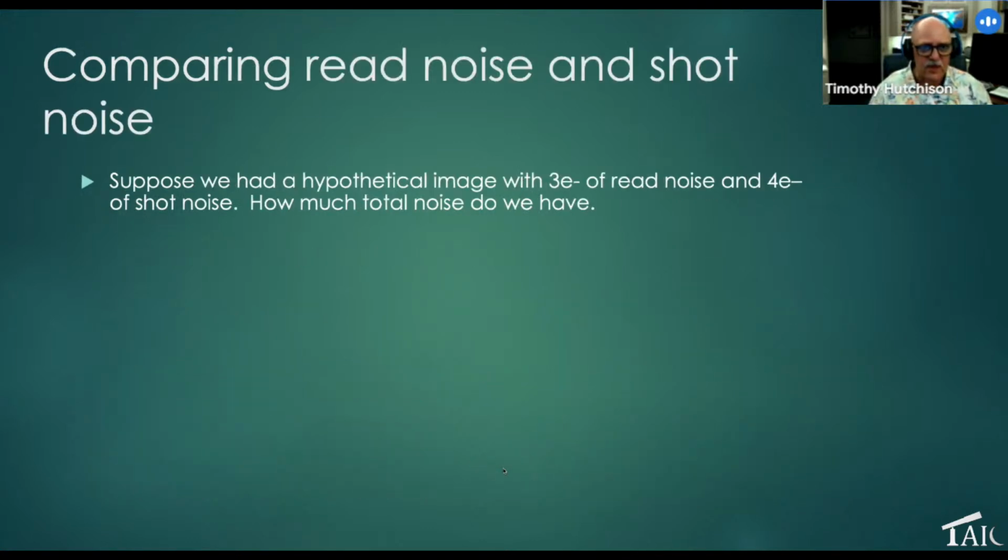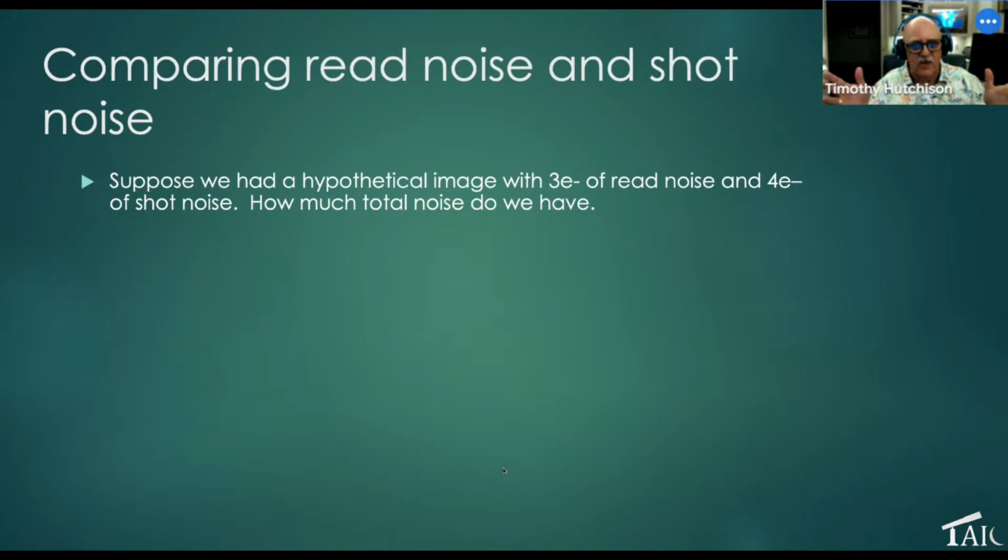Okay. So let's compare shot noise and read noise, these last two that I've been talking to you about. Let's suppose we had some hypothetical image where we had 3 electrons of read noise and 4 electrons of shot noise. How much total noise do we have? Do we have 7 electrons of noise? Do we have 1? Is 1 positive and 1 negative? Do we have -1? Do they flip around the other way? Do we have -7? Do they add in the negative direction? Well, the answer is yes to all of those, right?